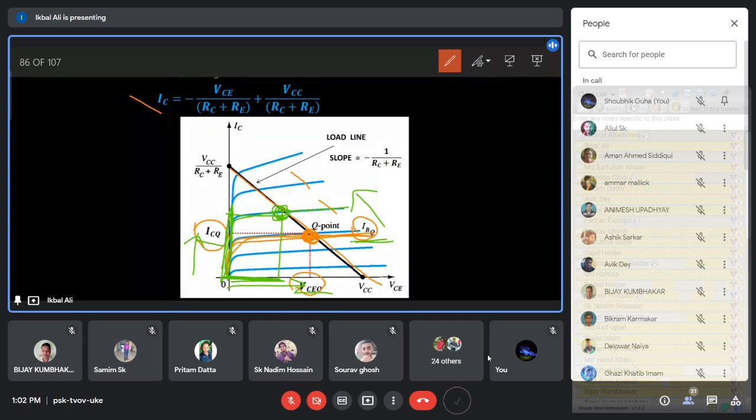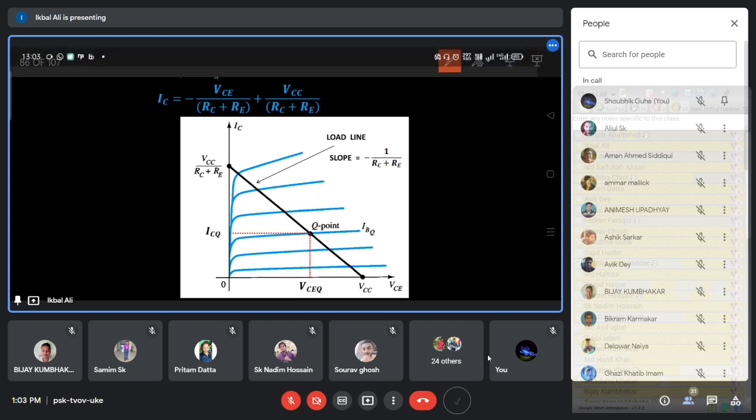Every device has this type of concept when you apply it in a particular circuit, whether it is a diode, transistor, FET, MOSFET, any device. I hope that you have understood the load line and Q point concept. Is there any question regarding this one?